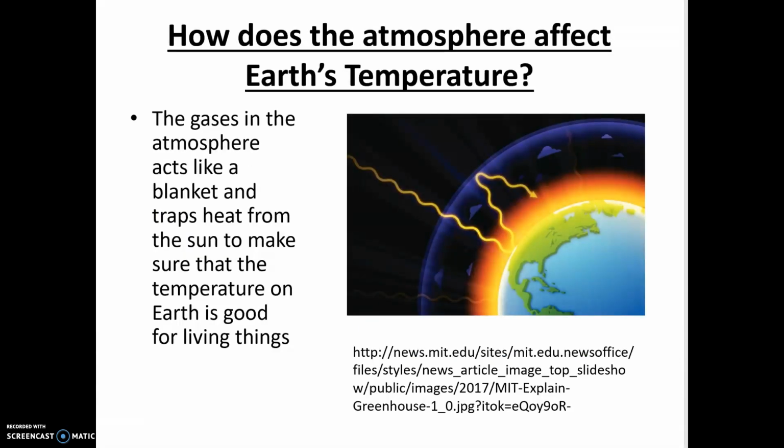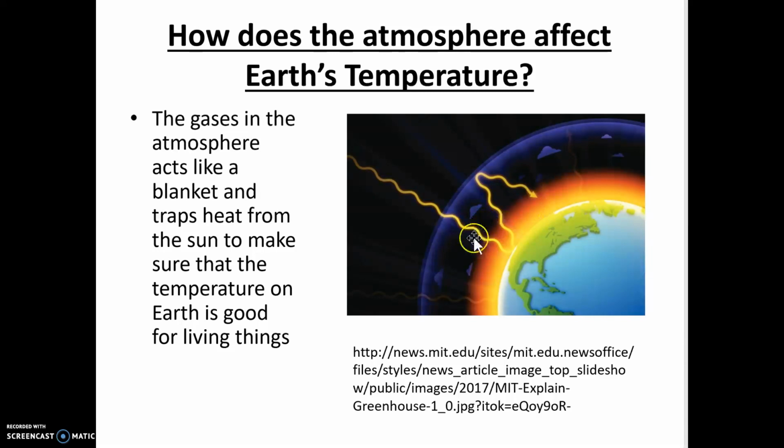How does the atmosphere affect Earth's temperature? The gases that surround the Earth act kind of like a blanket. If you think about a blanket, when you put a blanket over your body, it traps heat that gets emitted from our bodies inside of the blanket.